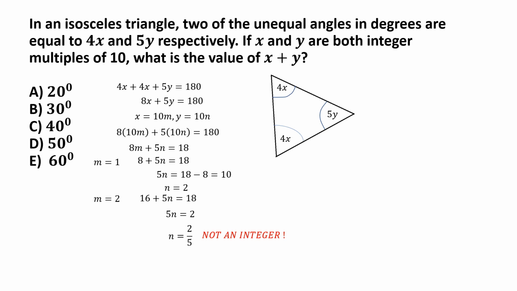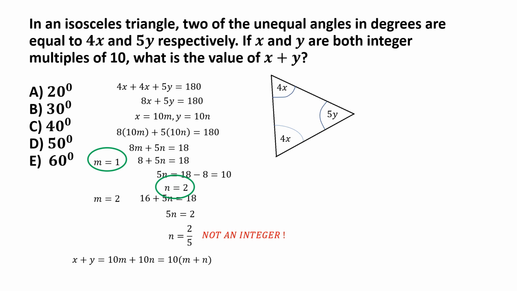So the only set of values of m and n which seem to be working in this case is m equal to 1 and n equal to 2. So what does that make x plus y? We know x equal to 10m and y equal to 10n. So if we sum up x plus y, we get 10m plus 10n, and we can take 10 as common. So within parentheses, we end up with m plus n.